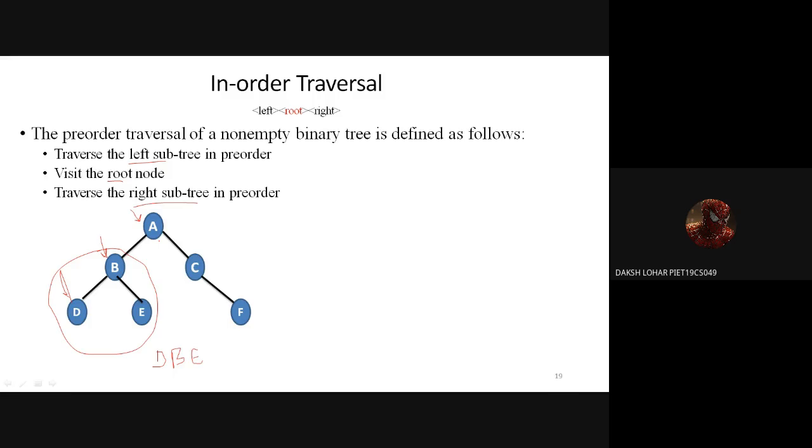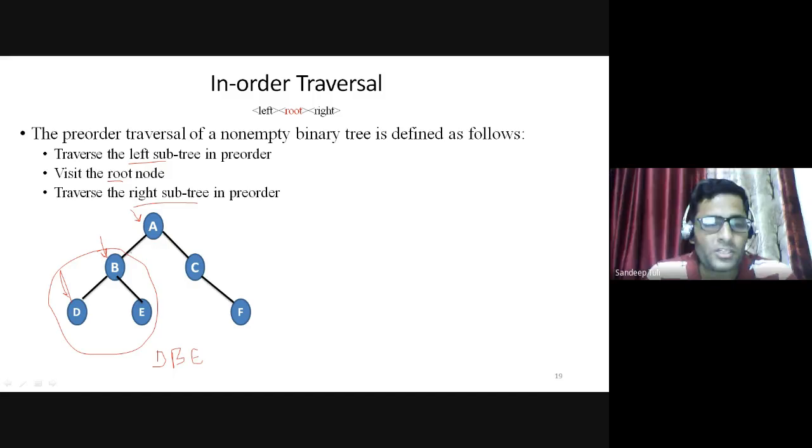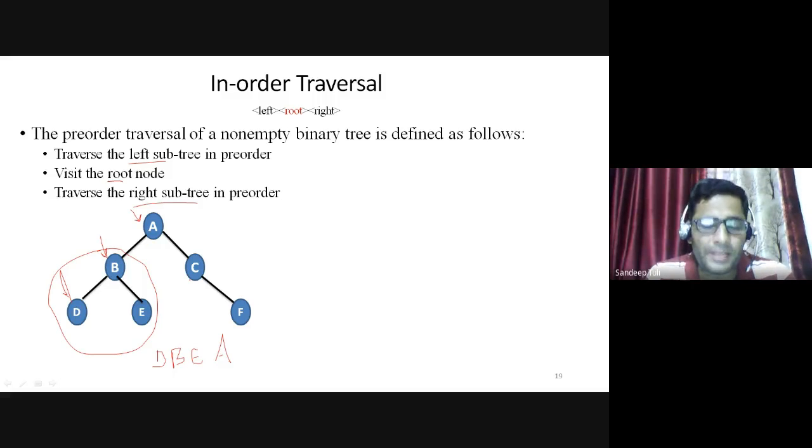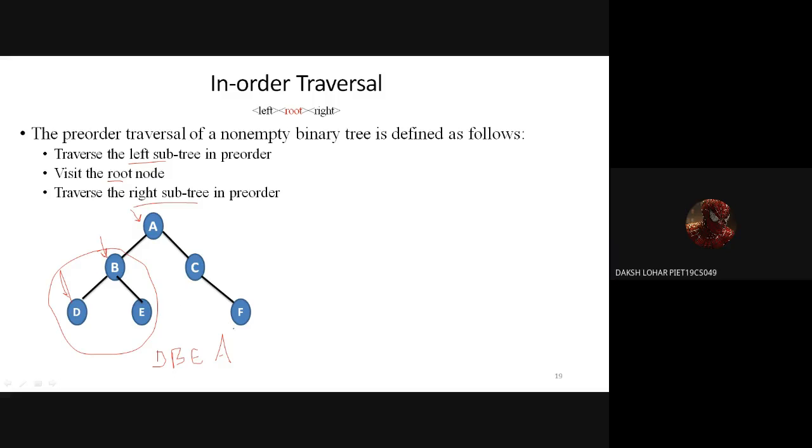Then we come on to the root node A, because now its left subtree has been completely traversed. Left is complete, now A is there. Then right, it means C. C does not have any left child, so C will be printed.